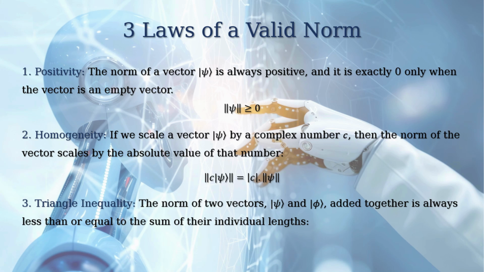And number 3 is triangle inequality. The norm of two vectors ket psi and ket phi added together is always less than or equal to the sum of their individual lengths.